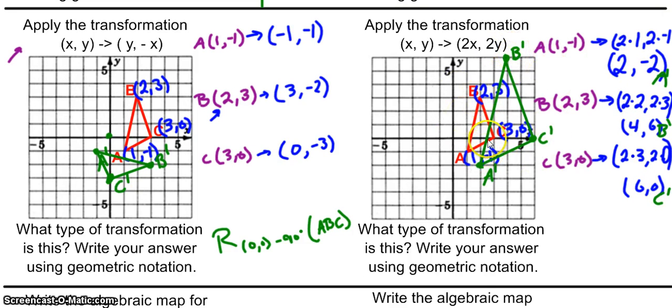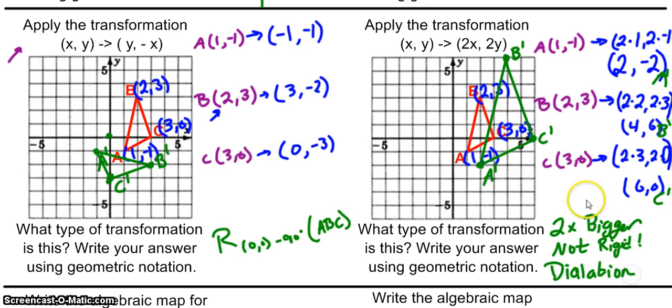It's almost like our original triangle ABC has gotten twice as big. It's almost like 2 times bigger. This is not a rigid motion, definitely not a rigid motion. So it's not going to be a translation, a reflection, or a rotation. Not rigid. And actually the name for this is called a dilation, D-I-L-A-T-I-O-N. We won't talk about these too much here, but it's interesting to see that we can have algebraic transformations that do things other than rotate, reflect, and translate.